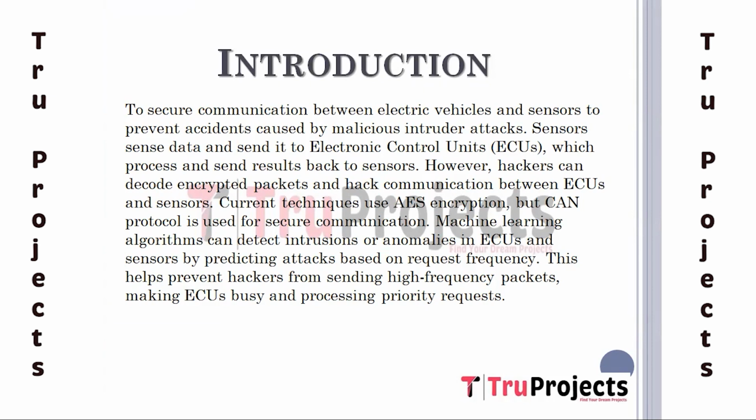Sometimes malicious users may hack the sensor and ECU communication and send false information to the ECU, and this false information causes sensors to work improperly and cause accidents. All the existing techniques use AES encryption to have secure packet transmission between sensors and ECU, but hackers are still able to decode and encrypt the packets and hack the communication between ECU and sensors. All ECU and sensor communication uses the Controller Area Network, which is the CAN protocol.